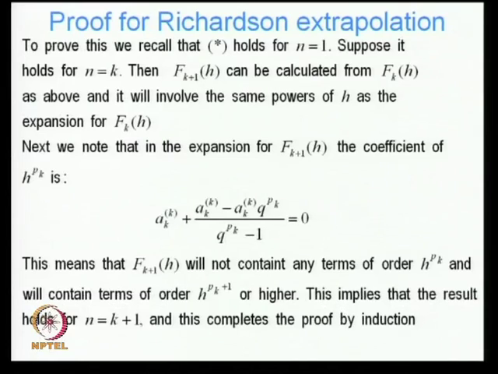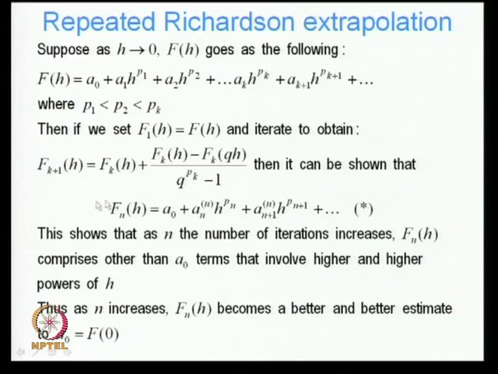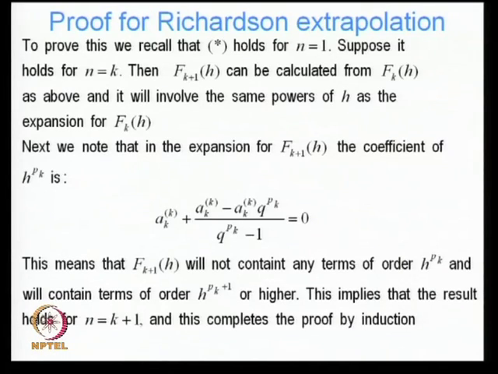Let us suppose that it holds for Fk, then we can calculate Fk plus 1 of H using that formula, and it will involve the same powers of H as the expansion of Fk of H. Why? Because Fk plus 1 of H is directly computed from Fk of H. So, we can expect that Fk plus 1 of H will involve the same powers of H as Fk. Now, let us find out what is the coefficient of H to the power Pk in the expansion of Fk plus 1 of H.